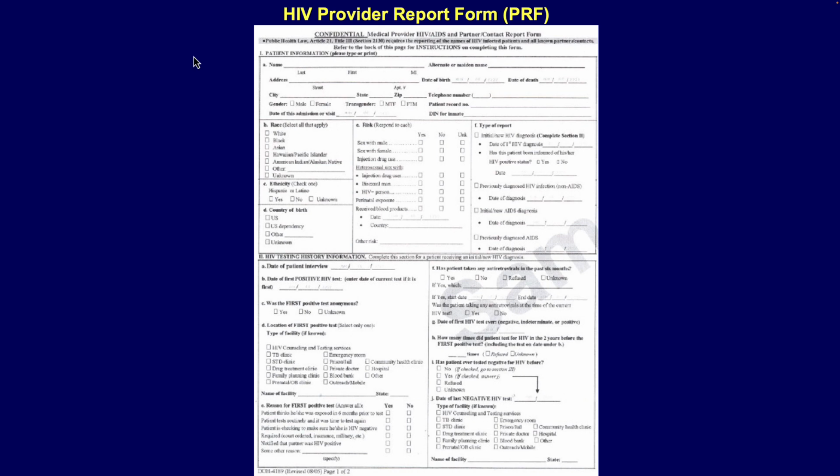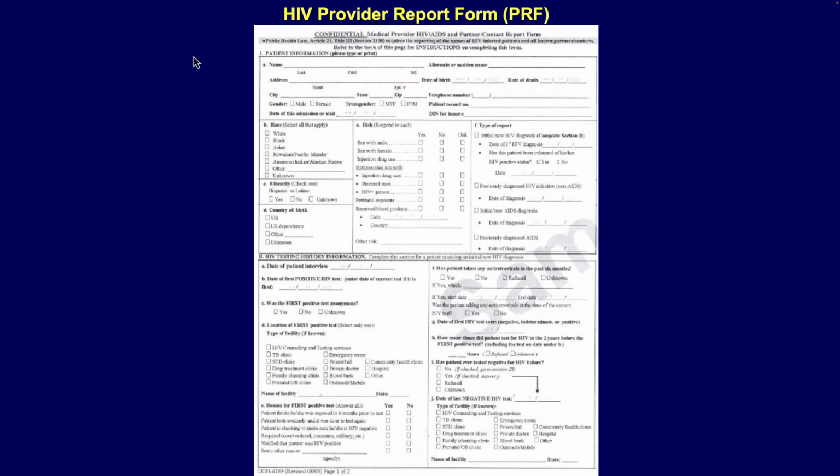I mentioned that in New York, the provider report form for HIV was separate from the universal reporting form that the city uses for all other notifiable conditions. And this is a picture of an early copy of that provider report form, so you can get a sense of what it looks like. I know it's hard to see, but this is the best copy I could get my hands on.